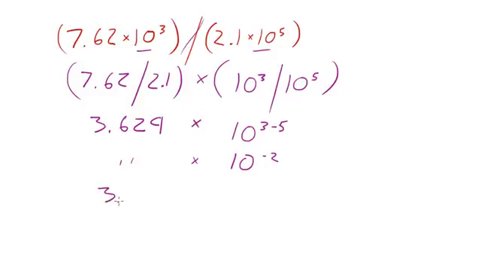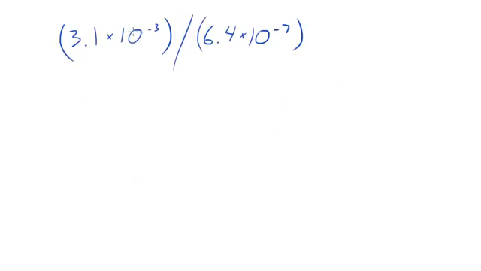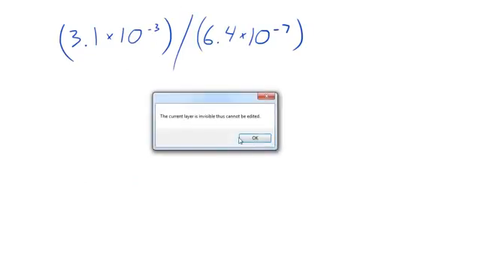3.629 times 10 to the negative 2. And check it out, that is already in perfect scientific notation form. So that's our final answer right there: 3.629 times 10 to the negative 2. Pretty cool, huh? So now let's jump into another example using a negative.